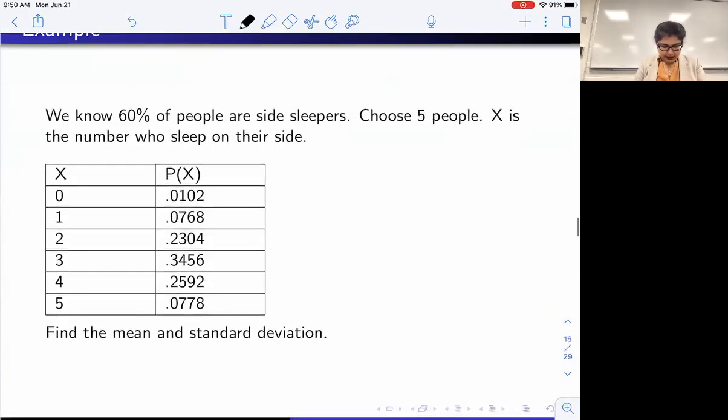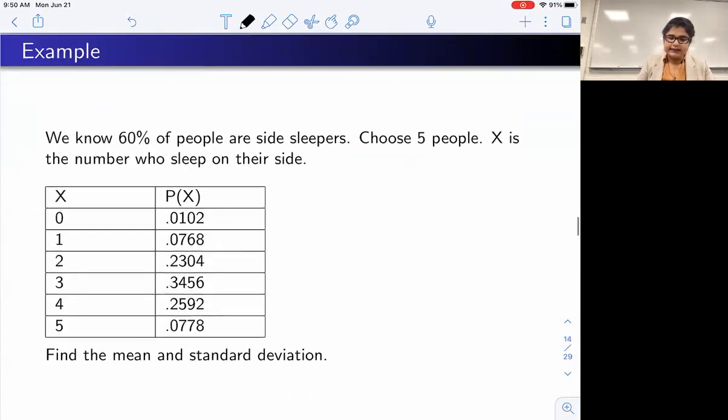Same thing is here. In this example, we know that 60% of the people are side sleepers. Choose 5 people, and X is the number who sleep on their side. It is not going to tell you how many groups of people we have. We make groups of 5 people, survey each group, and check how many people are side sleepers in that.